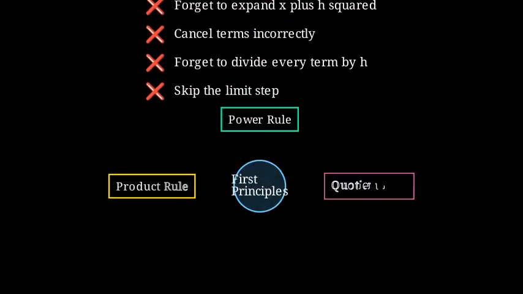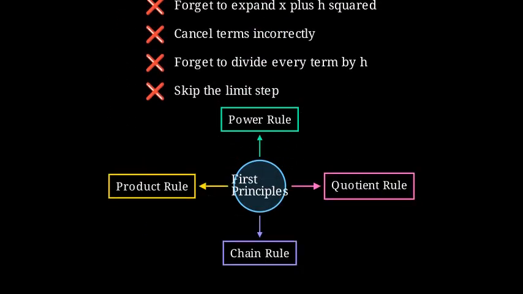Part 7. Why this matters. Every derivative rule you learn later comes from first principles. The power rule, product rule, quotient rule, and chain rule are all shortcuts based on this definition. If you understand first principles, advanced calculus becomes much easier.